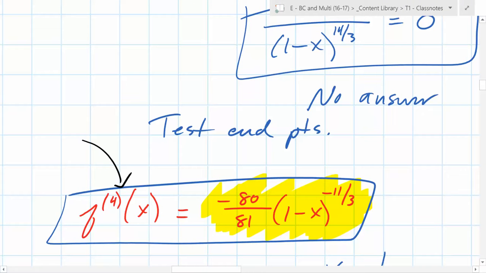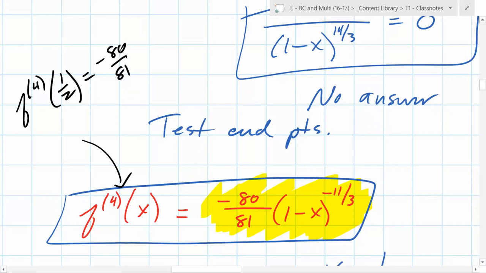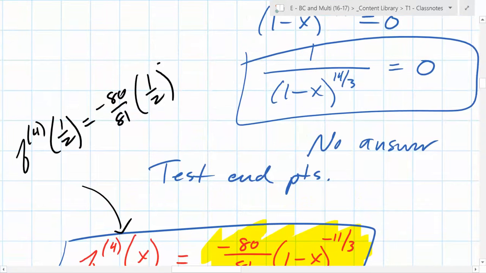This is the nth plus 1 derivative, right? So we need to do f4 at what value? At half, yeah, at 0.5. What's that going to be? Negative 80 over 81 times what? 1/2 to the negative 11 over 3. And if you want to make that look a little better, what do you get? Negative 80 over 81 times 2 to the what?